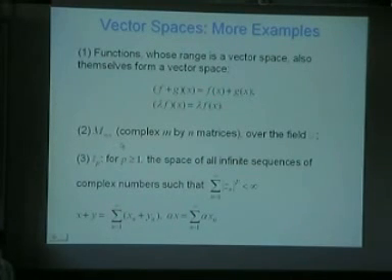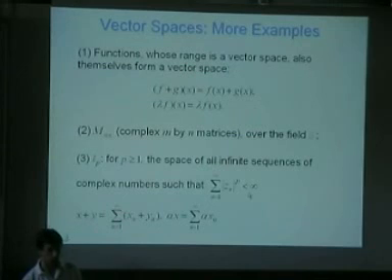Matrices are another example, where the field is the complex numbers. And there's something called Lp, for p greater than 1, which is the space of all infinite sequences of complex numbers such that they converge, meaning that this sum is finite. What's going on?